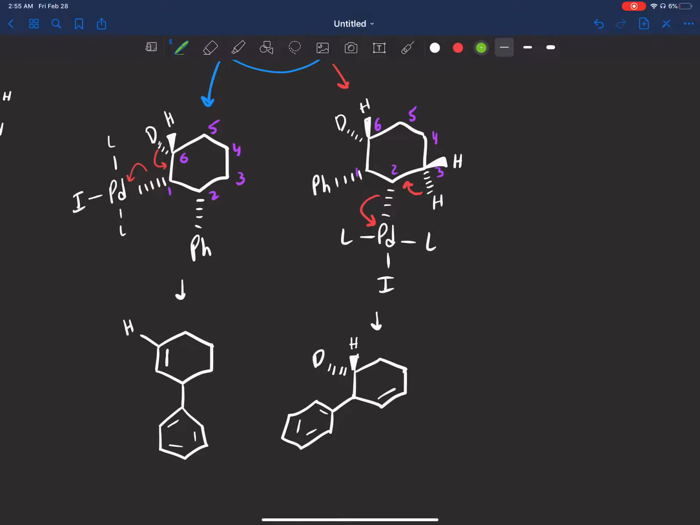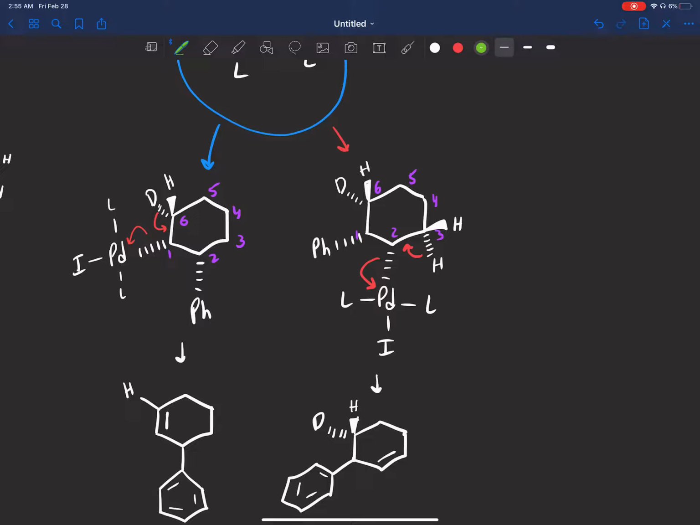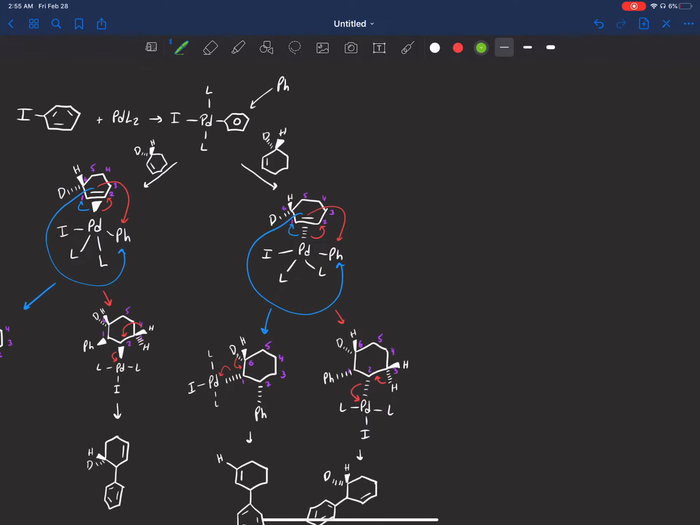All right, now in the end, the product is really all the same for these guys. But what I did here, I was hoping to just illustrate to you guys the idea of the stereochem with the Heck reaction, right? Hopefully that makes a little bit of sense. It does require a little bit of practice, right? Now, one more thing before we end this video.